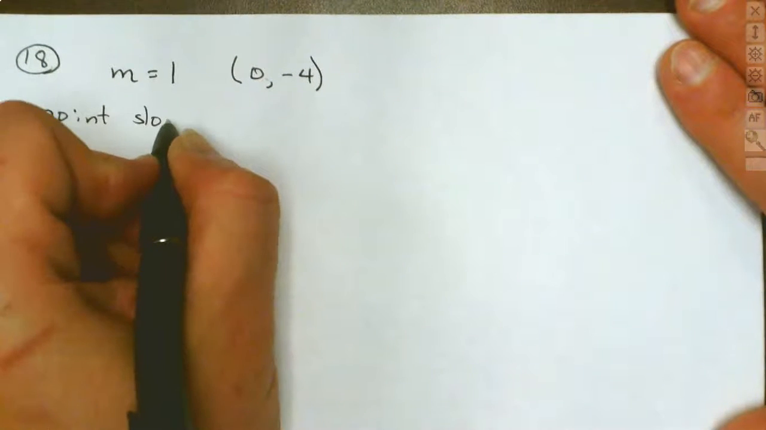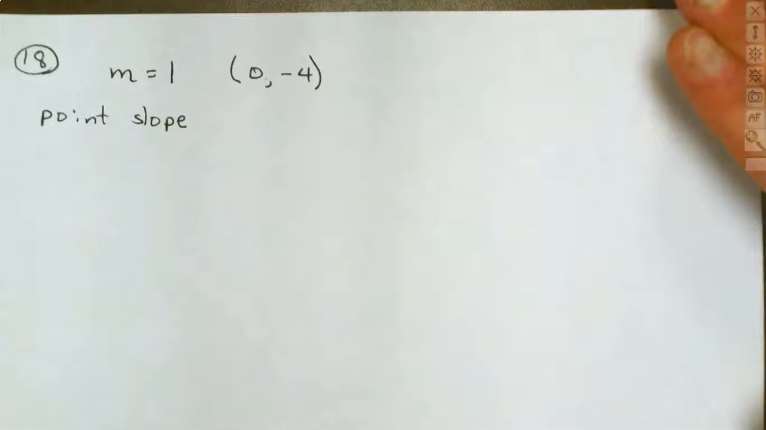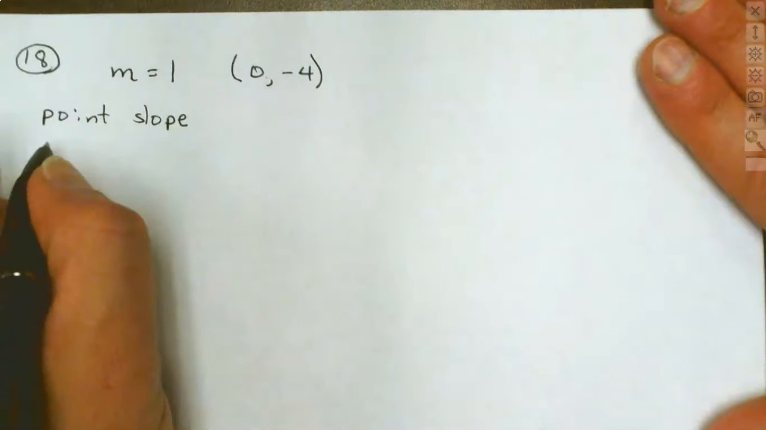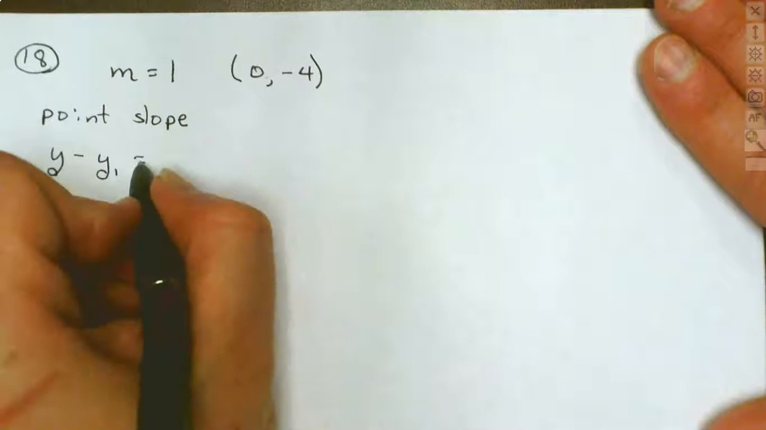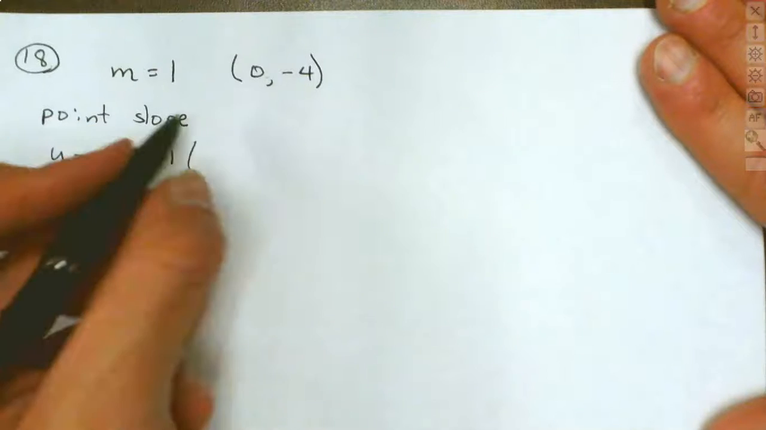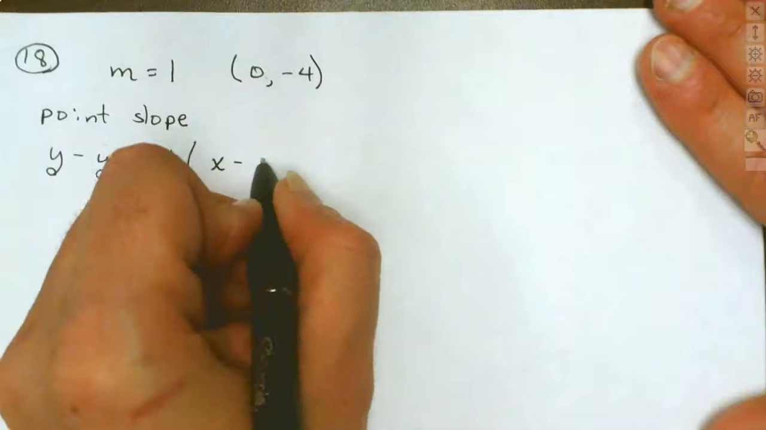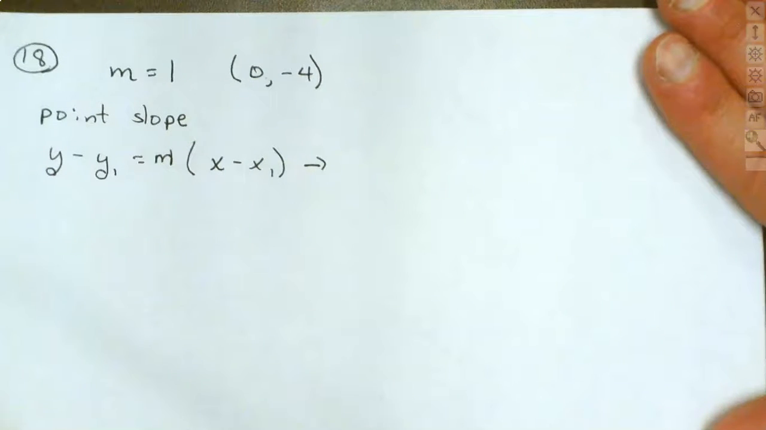And again, you could just jump directly to your answer, because we want this in slope-intercept form. But let's say we didn't realize that that was your y-intercept there. So let's pretend like we don't know that. And that's m. Sorry about that. Skipping a step here. And that's x minus x1. And we'll plug our values in.